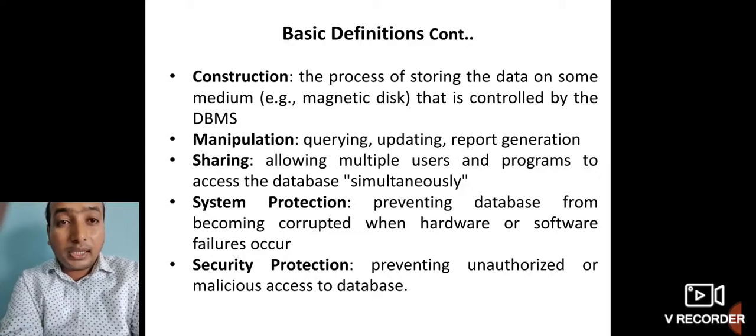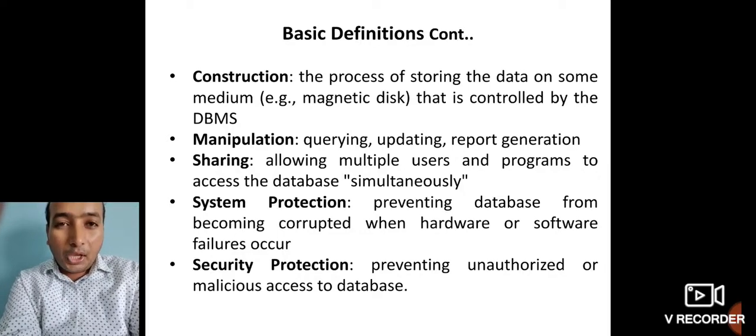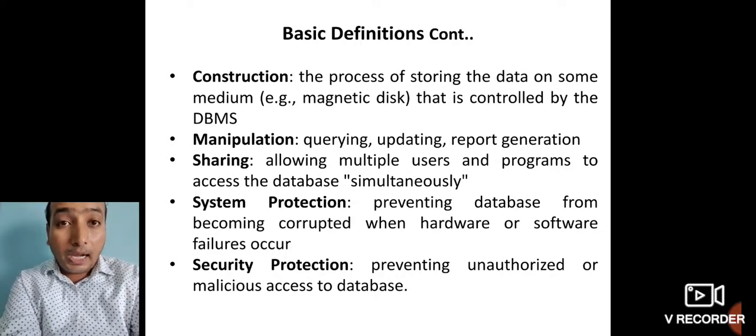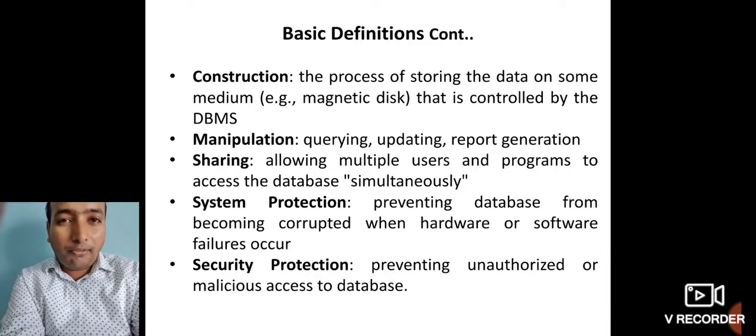And the fifth one is security protection. This is a very important thing. You have your data. For example, you have created data related to your college, and your college data is completely private. It is related to your college and the department which is running there. It cannot be used by everybody.